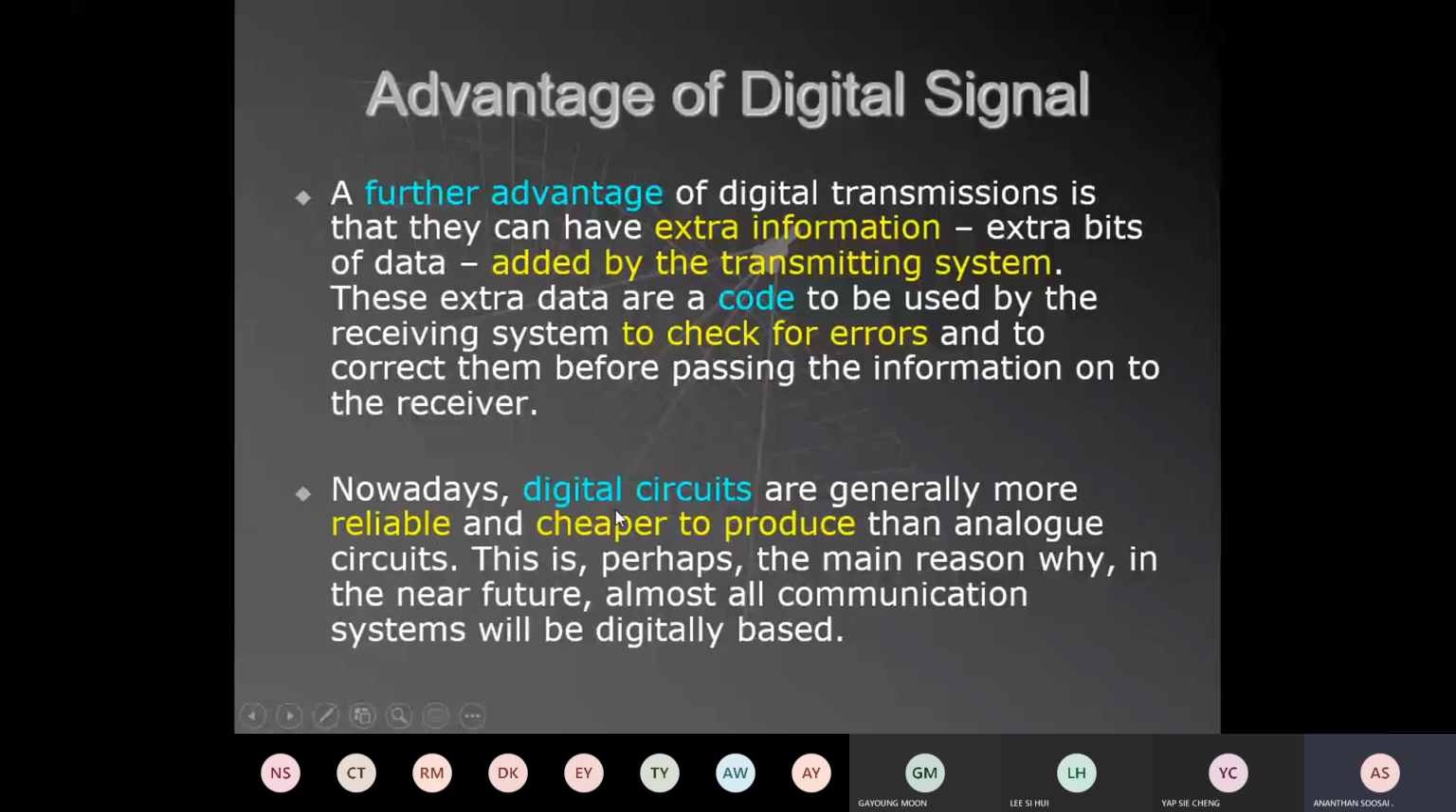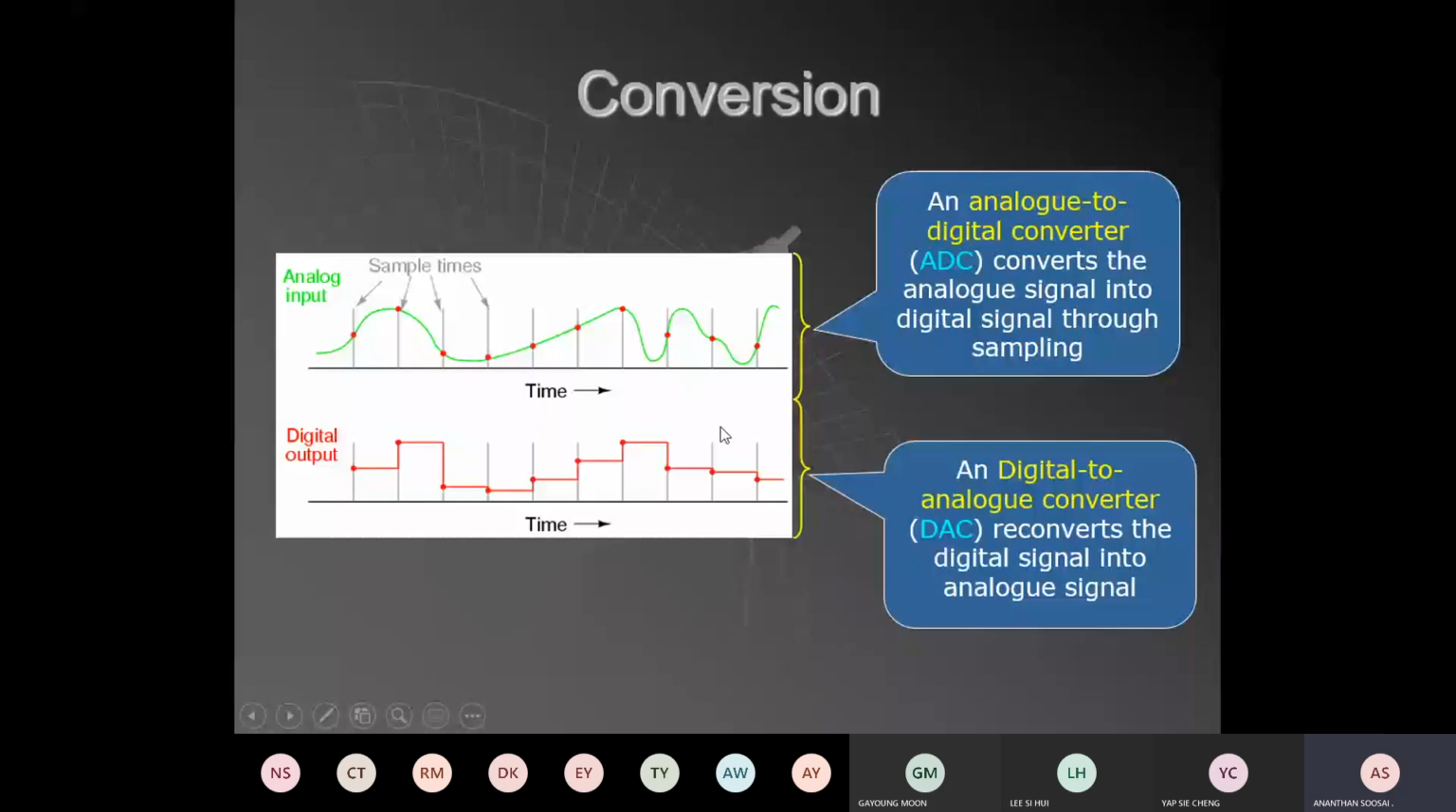The circuit looks reliable, cheap and reliable. So we go for digital. Okay, so we're all going for digital. All the information is going for digitalization. Now, what digital actually does: there is a department, the ADC, that converts the analog signal to digital. We go in depth about this today.